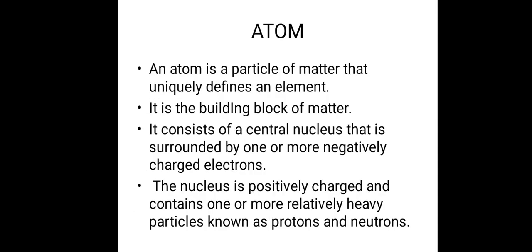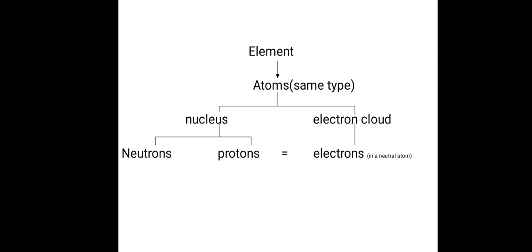Then, while introducing the atom, I will explain that an atom is a particle of matter that uniquely defines an element. It is the building block of matter. It consists of a central nucleus that is surrounded by one or more negatively charged electrons. The nucleus is positively charged and contains one or more relatively heavy particles known as protons and neutrons. An element always has the same type of atoms.